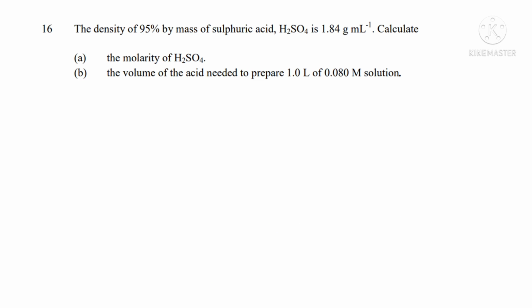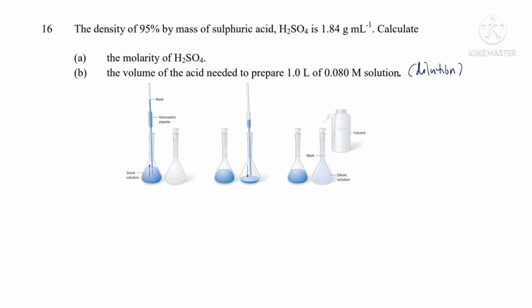Question number 16b basically is a process called dilution. So what is happening is, in question number 16a, we already calculated the molarity of the stock solution as 17.82 molar, and now we want to calculate what is the volume that we need to pipette out from the stock solution, the concentrated sulfuric acid stock solution, in order for us to prepare another diluted solution with molarity of 0.08 molar and the volume is 1 liter.